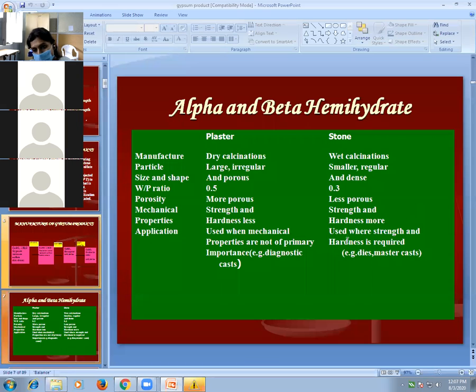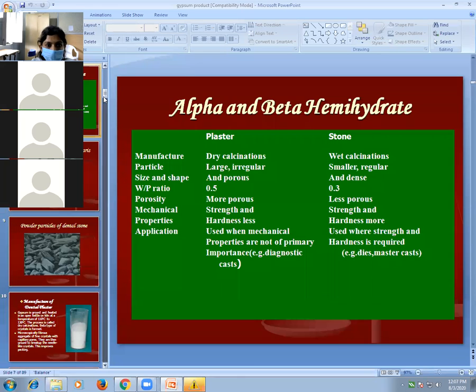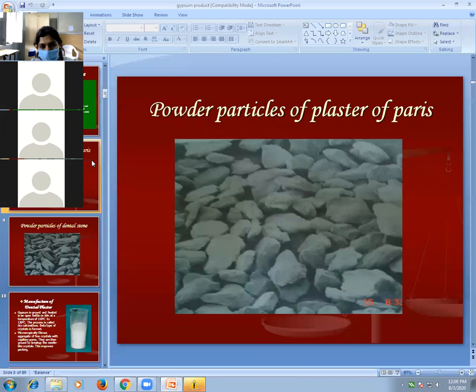That is, it is used for making diagnostic casts and for mounting purposes. So here, stone, the process of calcination is different, so stone is costly compared to plaster. So stone is used wisely, like when making dies or master casts, when there is an actual need of properties, you use stone. Otherwise plaster is the choice.